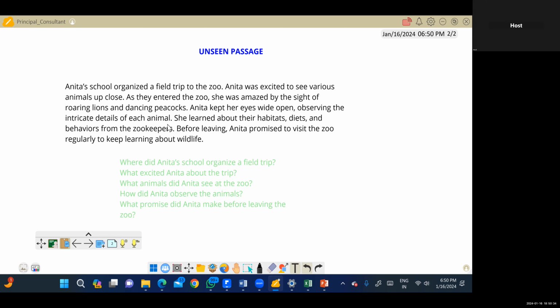Sandhika, what excited Anita about the trip? Sir, Anita was excited to see... No, not you. Sandhika. Anita was excited to see various animals up close. Very good. What animals did Anita see at the zoo?